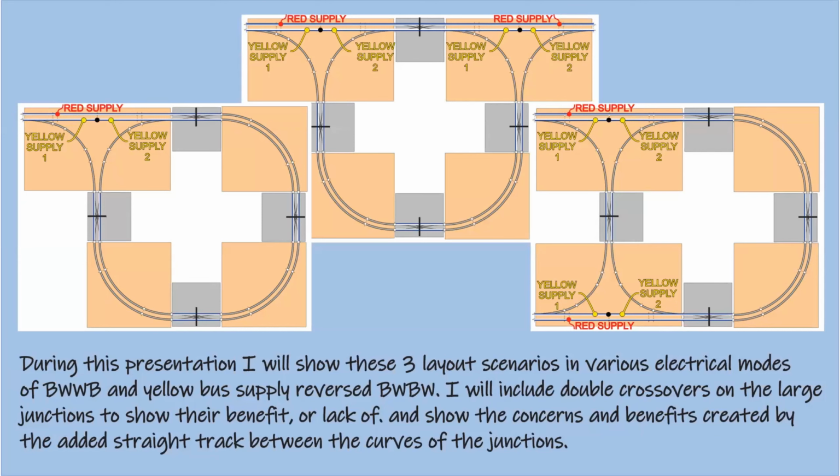During this presentation, I will show these three layout scenarios in various electrical modes of blue, white, white, blue, and yellow bus supply reverse, blue, white, blue, white. I will include double crossovers on the large junctions to show their benefit, or lack of, and show the concerns and benefits created by the added straight track between the curves of the junctions.